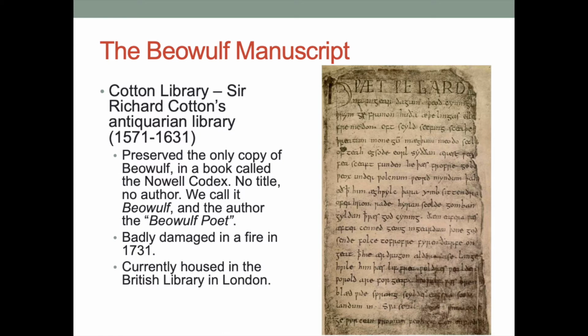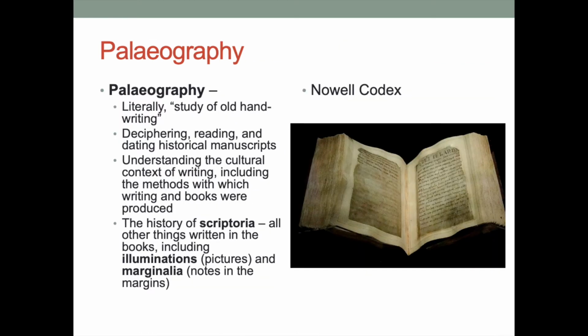So how do we get from this image that you see here, the first page of Beowulf, to the actual story? Well, it involves something called paleography, which is literally the study of old handwriting. So this involves deciphering, reading, and dating historical manuscripts. It gives us the details like all the dating that we just talked about with Beowulf, and it allows us to understand the cultural context of the writing, including certain methods and oral traditions that might be lying behind it.